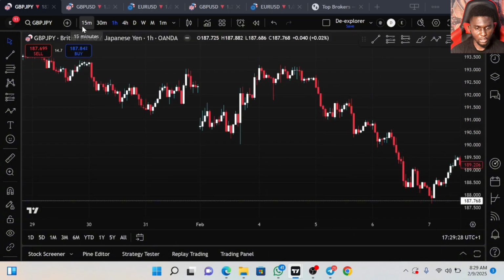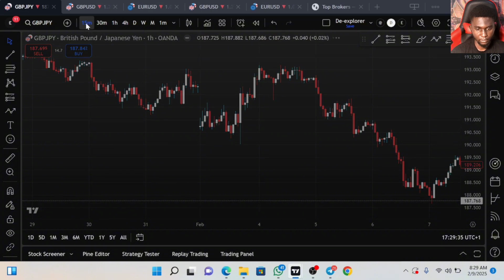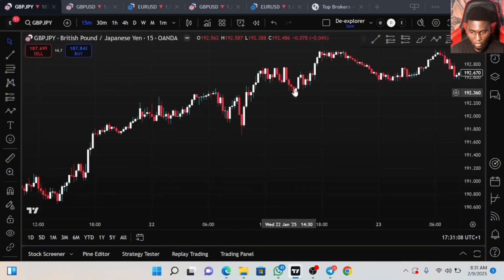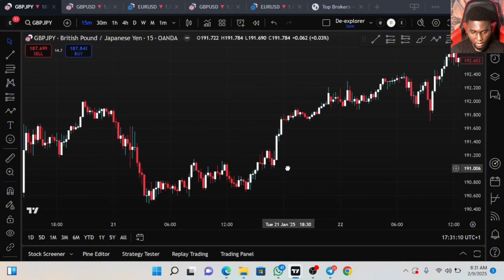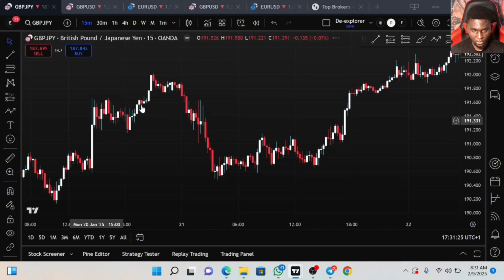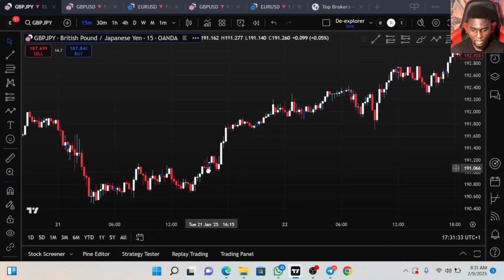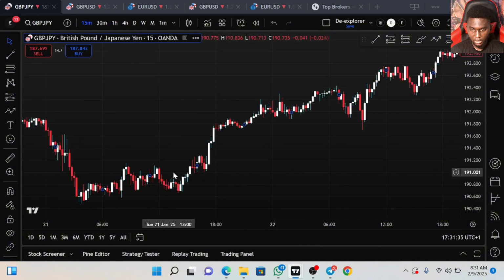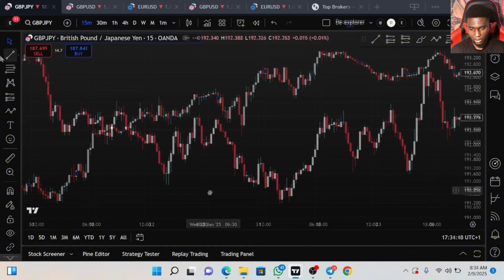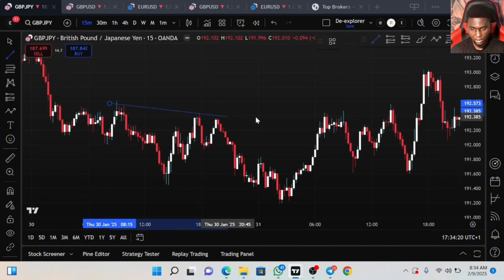Alright, let's go to the 15-minute time frame and identify the overall trend. The current trend here is an uptrend. You can see this is a consolidating market. This particular phase is a sideways market. This is also a consolidating market. After it consolidated, the market went into an uptrend. As you can see, this is an uptrend. You can call this resistance.